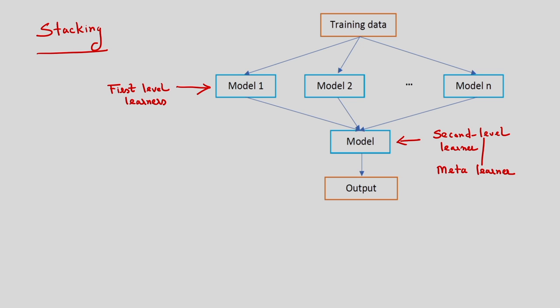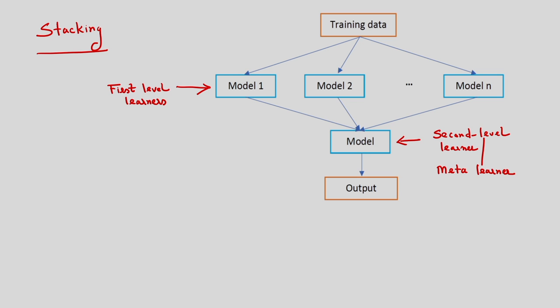So the outputs of all the models, model 1, model 2 up to model n, I can consider as features to train the second level model, that is the meta learner. And after this I am getting the output, that is the ensemble output. So this is the fundamental concept of stacking. And in this case also I can give one example.